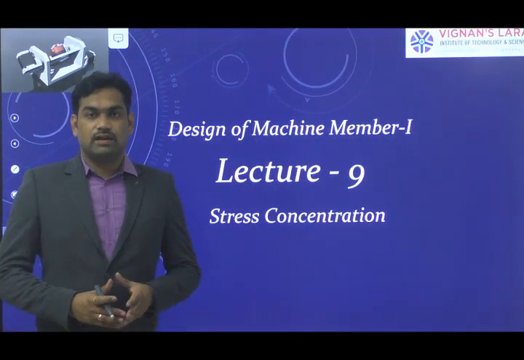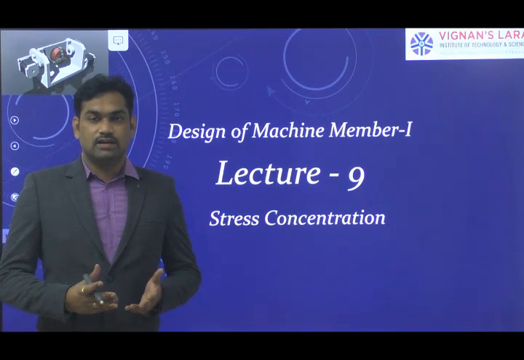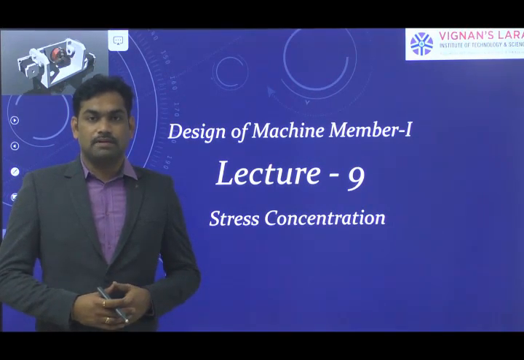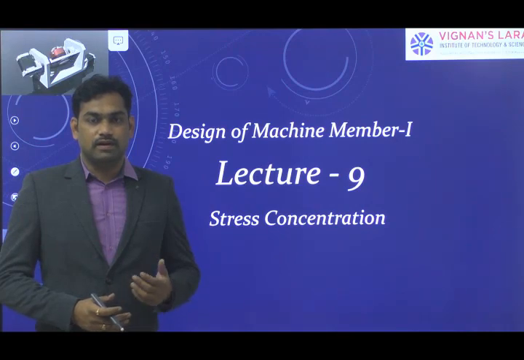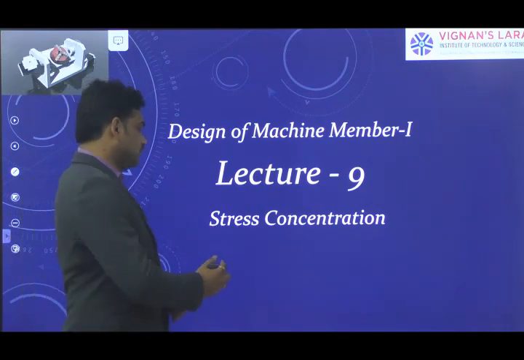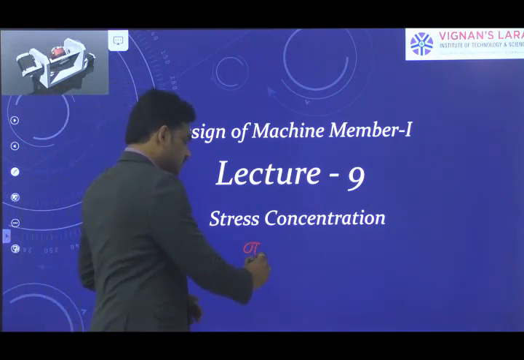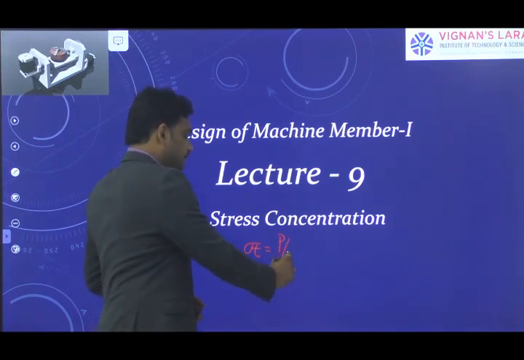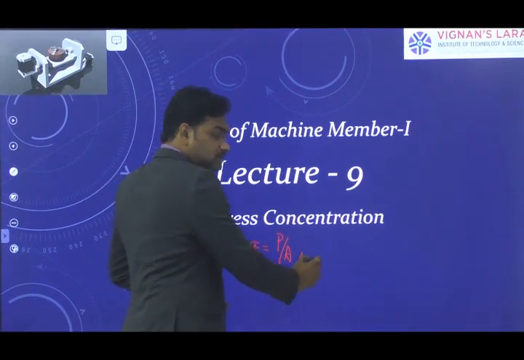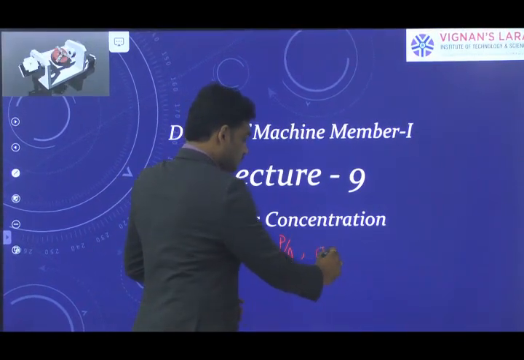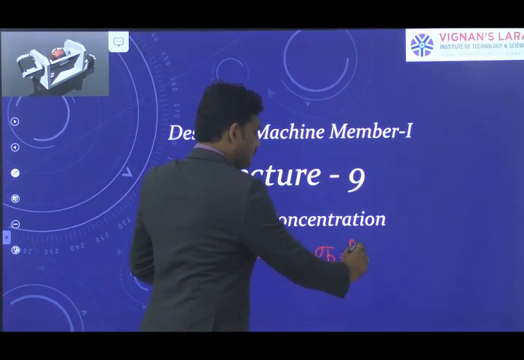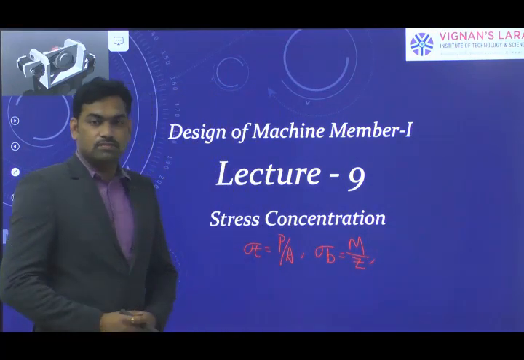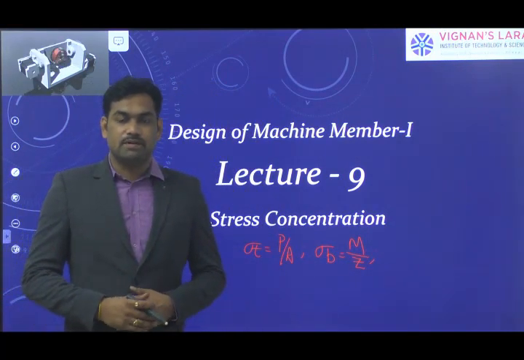Students, in unit 1 we have seen the stress equations for machine components under different loads. For example, under axial loading, that is a tensile load, the stress induced is load by area. Under a bending moment, the bending stress is given by M by Z. Similarly, for the torsional moment, the torsional shear stress is given by the torsion equation.